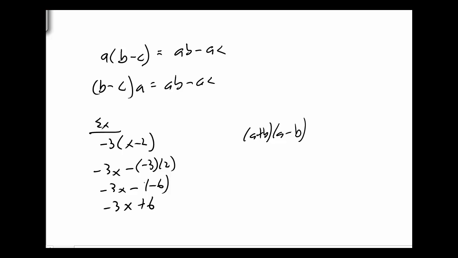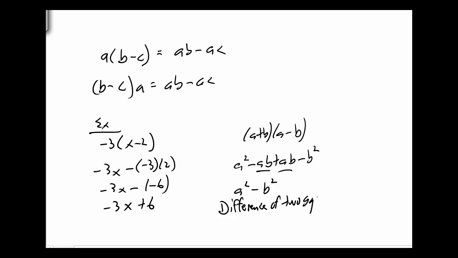The other expression, if I distribute that, I get a squared minus ab plus ab minus b squared. And notice the middle terms can cancel out, so I get a squared minus b squared. Okay, this is a nice foiling pattern or distributing pattern called difference of two squares that we should be very familiar with by name. Anyways, difference of two squares.